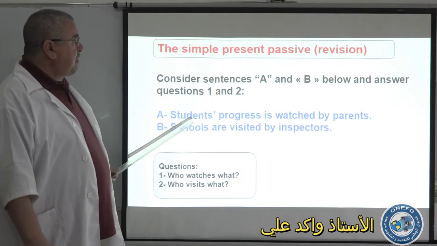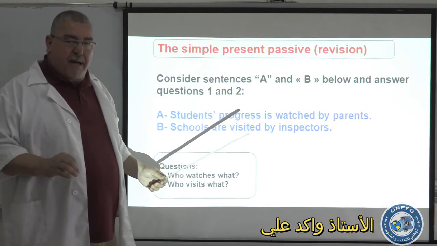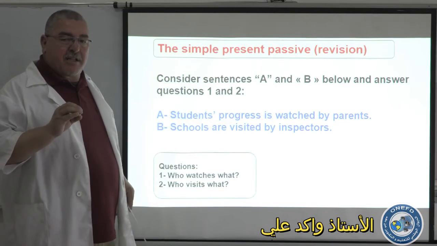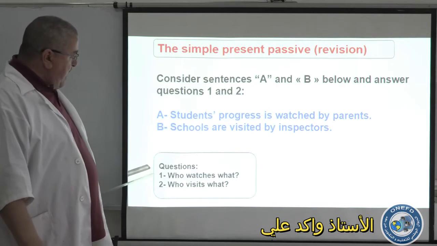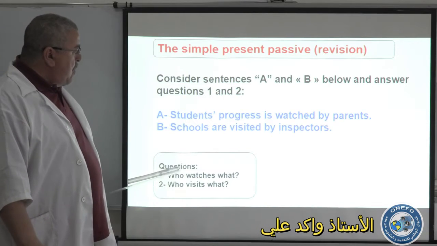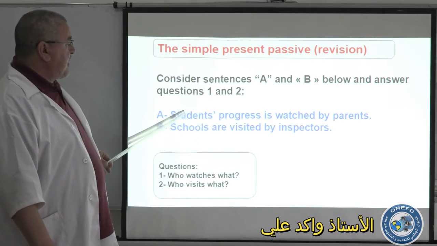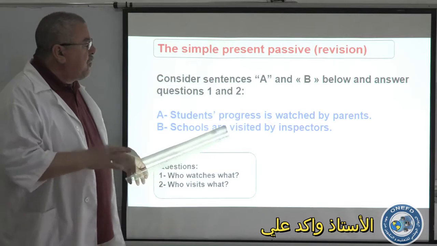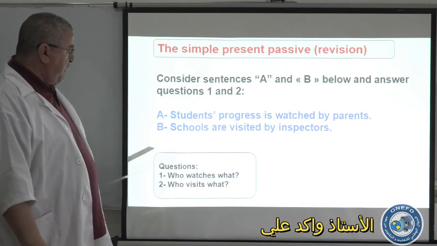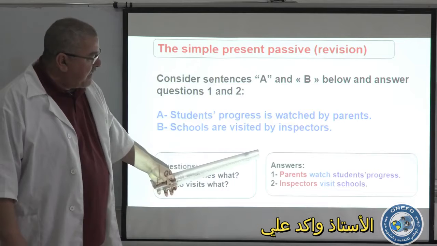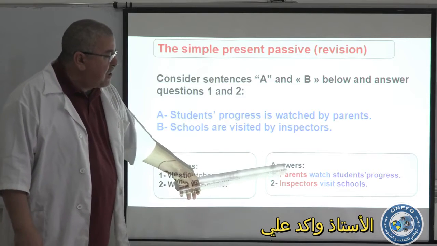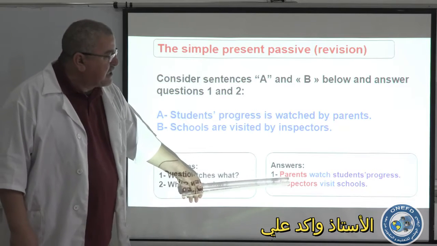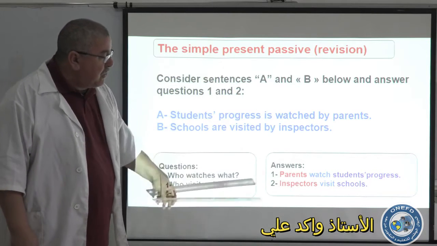Let's read the sentences first. Sentence A says, students' progress is watched by parents. Sentence B, schools are visited by inspectors. Now, let's go to the questions. Who watches what in sentence A? And who visits what in sentence B? Here are the answers. Parents watch students' progress, and inspectors visit schools.